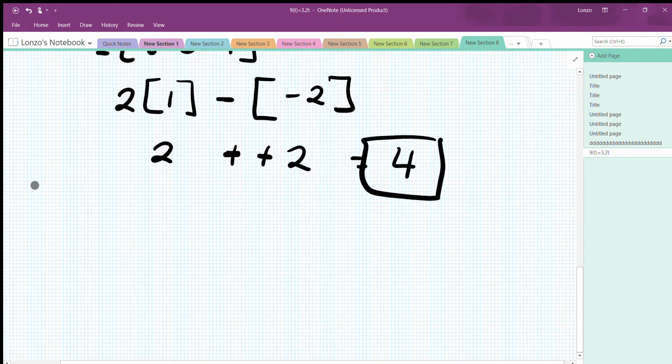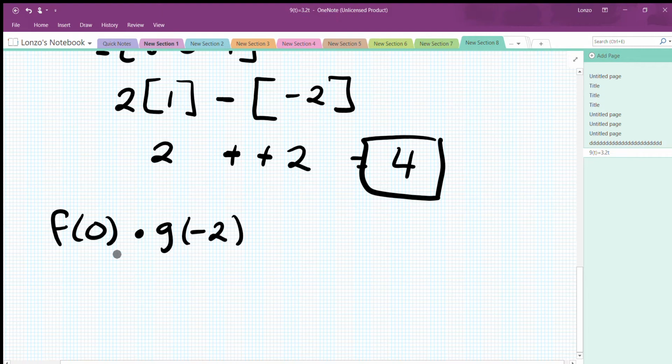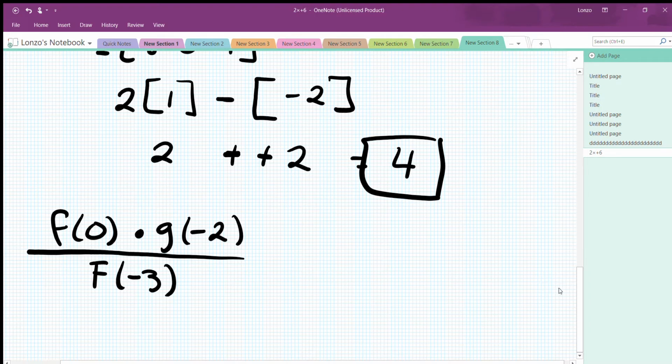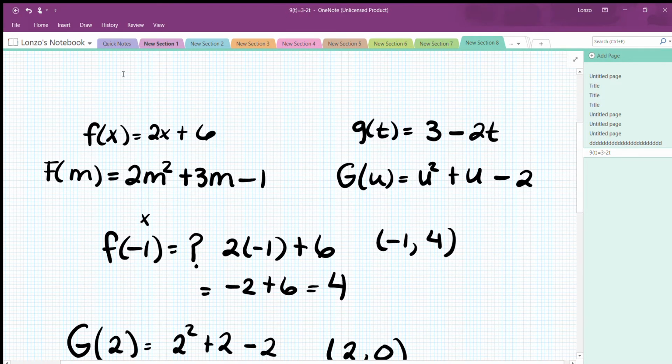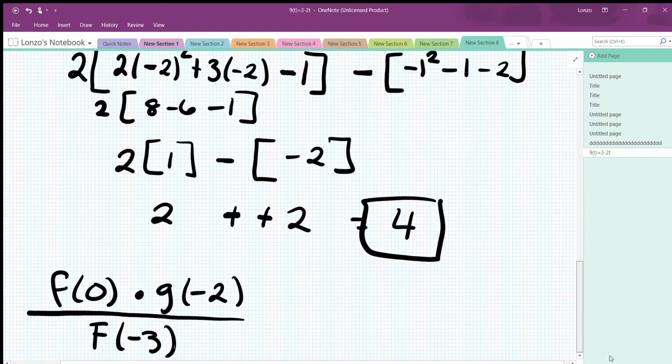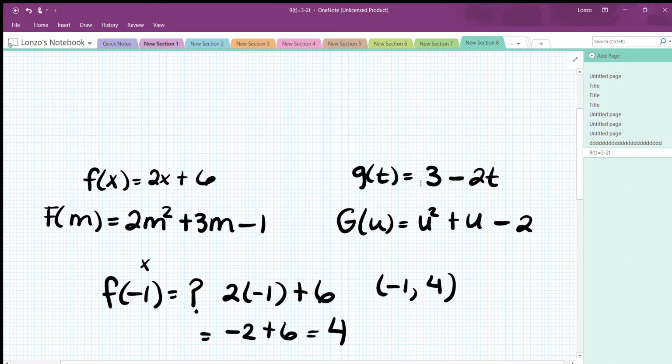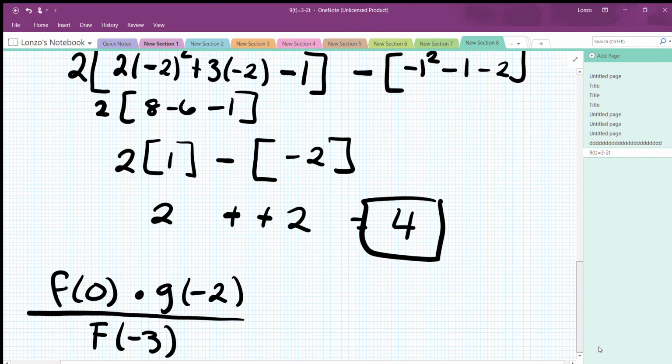Let's say you're given f of 0 times g of -2 all over big F, and you're going to plug in -3 into that function. So remember, here's our 4 functions. Here's f, here's small g, and then you're going to plug in -2, and then here's big F right here. So basically, when you plug in f of 0, you're going to get 6. And when you plug in g of -2, you're going to get positive 7.